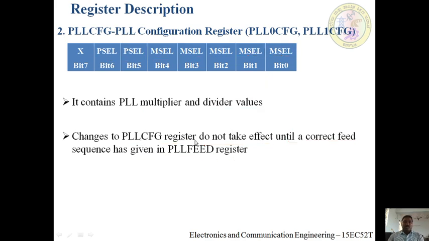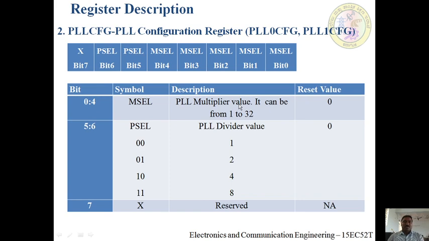Until and unless the valid sequence, that is AA55, is written to the PLL feed register, whatever data you have stored in this PLL configuration register will not be effective. So this is about the PLL configuration register. Here you can see the MSEL bits, the PLL multiplier value, which can be from 1 to 32, then the PSEL bits, 1 to 4.